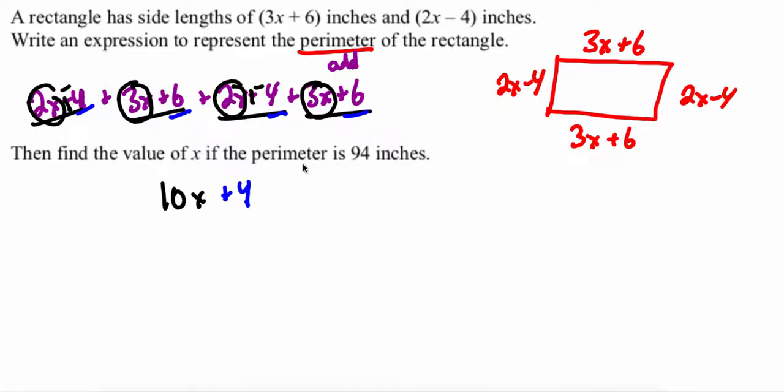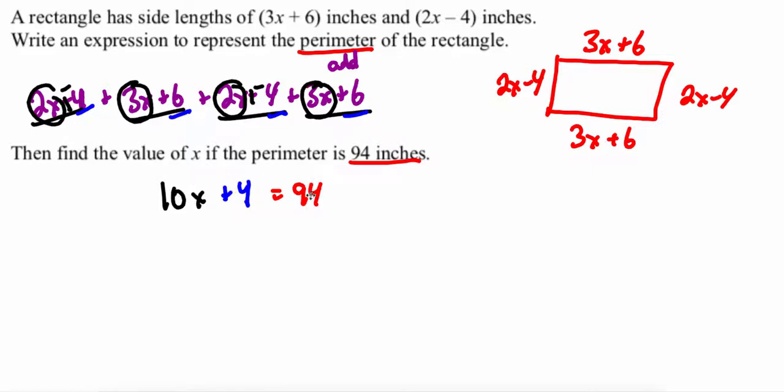Now it asks me to do one more thing. It says, well, what if the perimeter really is 94? Well, what that means is my expression, my perimeter, they've said, well, what if it's equal to 94? So in this case, you're really just thinking backwards. What would I plug in for x so that I can multiply times 10 and then add 4 to it to get to 94?